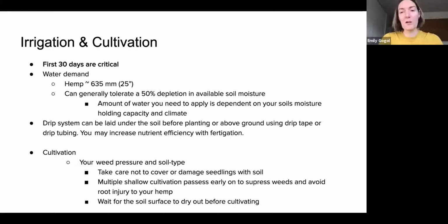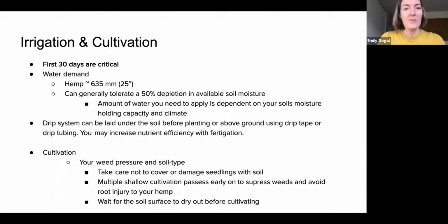So we really recommend, if you are doing cultivation mechanically, just remember the root structure beneath the plant, and be careful, and allow for water on the soil surface to dry out before cultivating. That will help a lot, because cracking is a really big problem for soil and hemp. You don't want to kill off your seedlings accidentally.